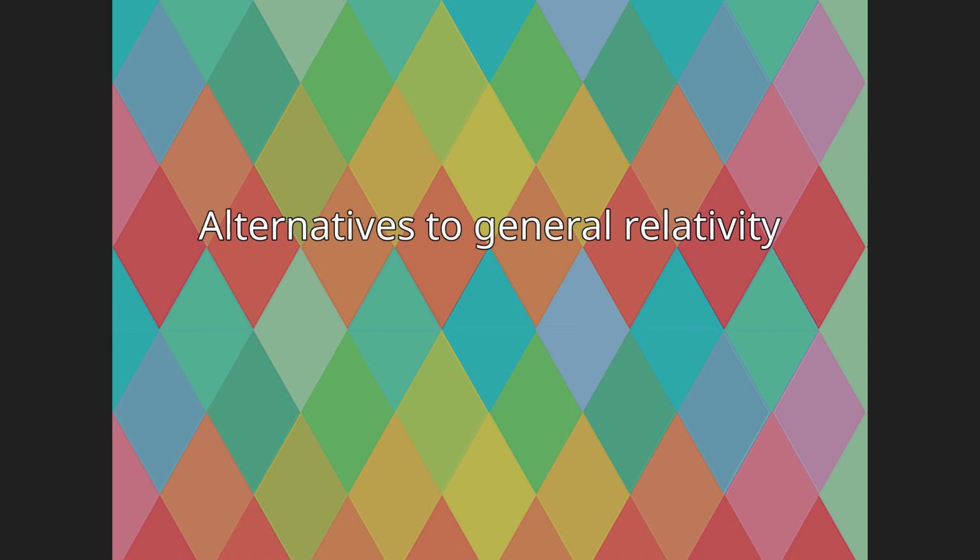Alternatives to general relativity. Alternatives to general relativity are physical theories that attempt to describe the phenomenon of gravitation in competition to Einstein's theory of general relativity. There have been many different attempts at constructing an ideal theory of gravity. These attempts can be split into four broad categories based on their scope.